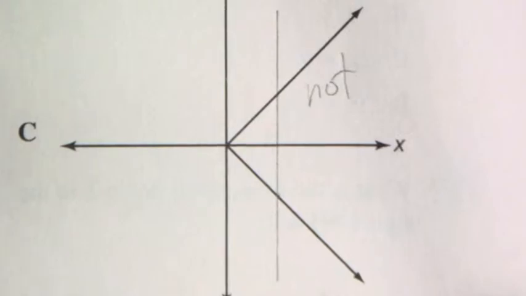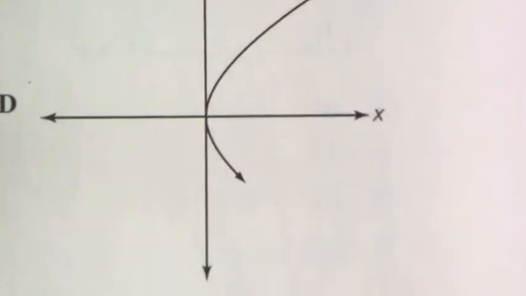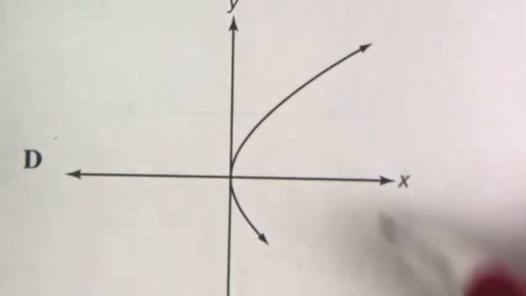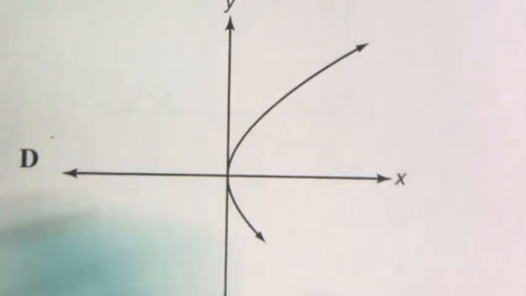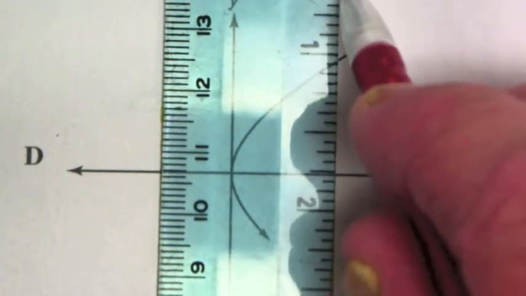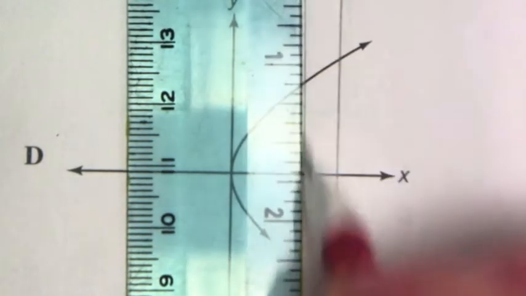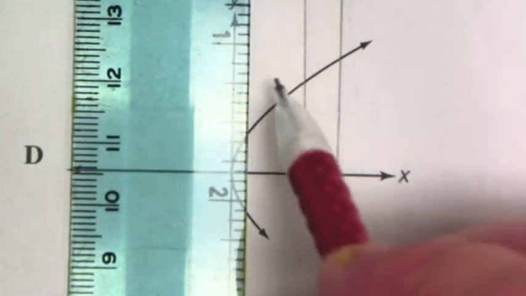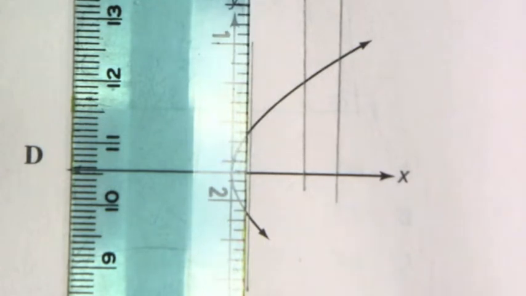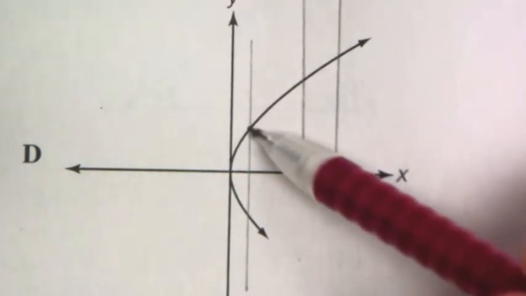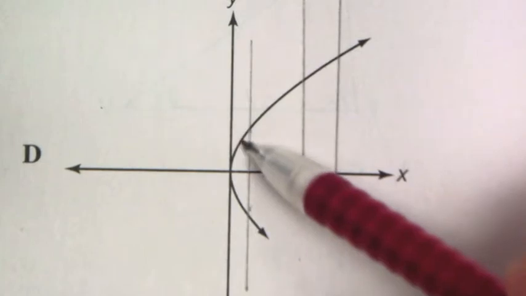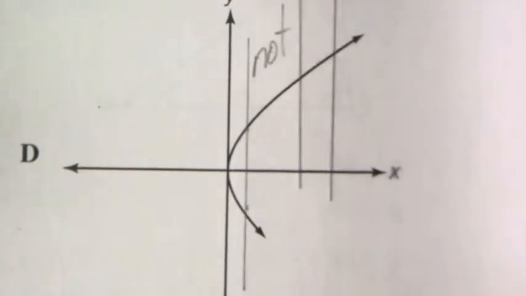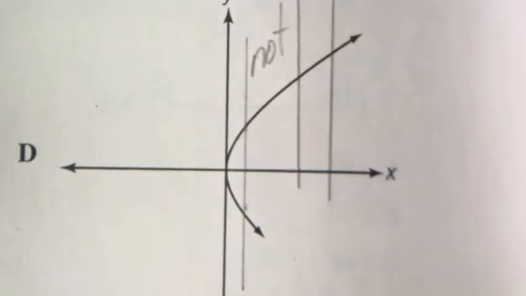All right? Let's look at another one. What about this one right here? Is this a function? Well, if I draw vertical lines at these points right here, it only crosses once. So I'm thinking it might be a function. But if I look down here, remember now, any place on the graph, if I look down here, it crosses twice. So therefore, this is not a function. This is called the vertical line test.